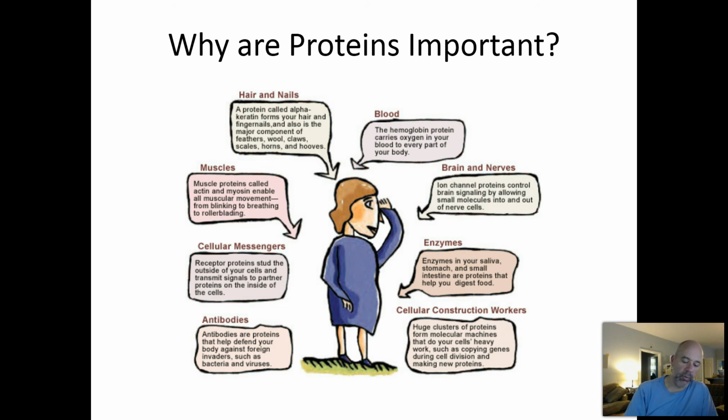All right, why again are proteins important? Why do we need these recipes in our DNA specifically for proteins? We've already heard many different examples. Hair and nails, keratin, the keratin coating on your skin, all those protein fibers in your tissues. Many proteins are enzymes.